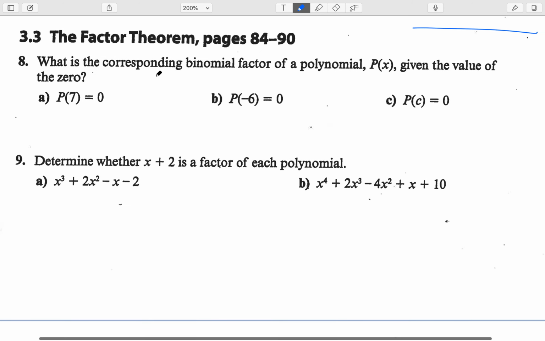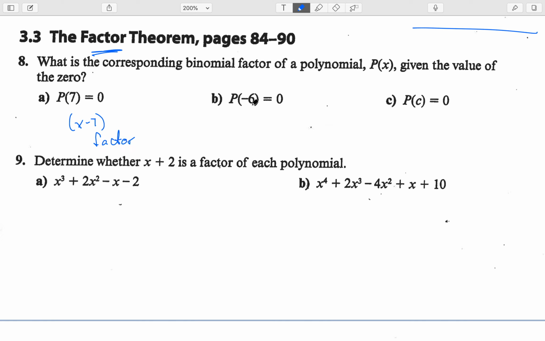Next, the factor theorem. Remember, it says if you plug in the opposite number and it equals 0, it's a factor. So what corresponding binomial factor? If I plug in 7, that means x minus 7 is a factor. If I plug in negative 6, that means x plus 6 is a factor. In other words, if I took x plus 6 and divided it into whatever the polynomial is, it should give me 0 as a remainder.